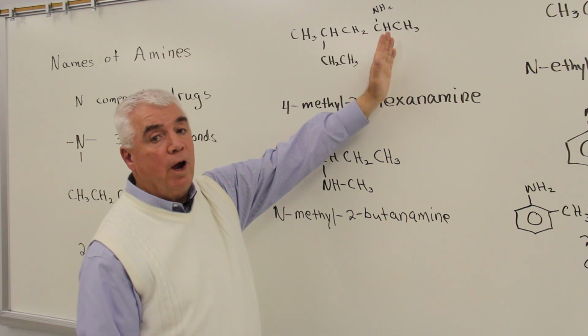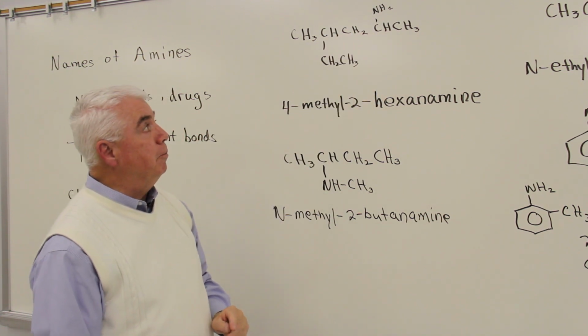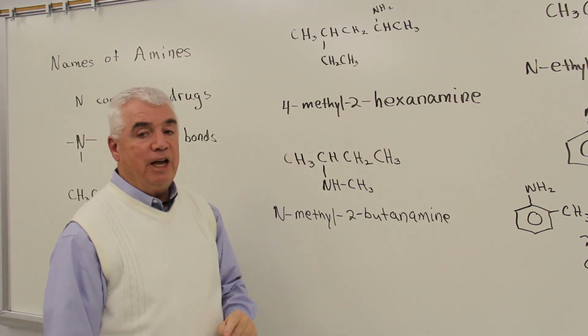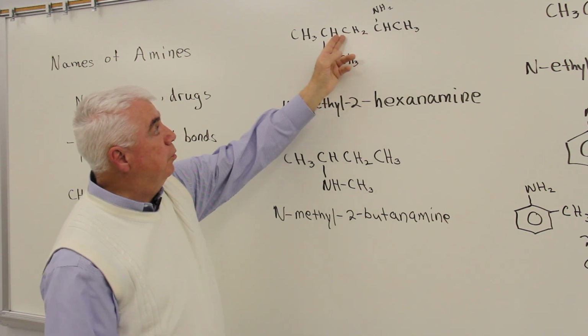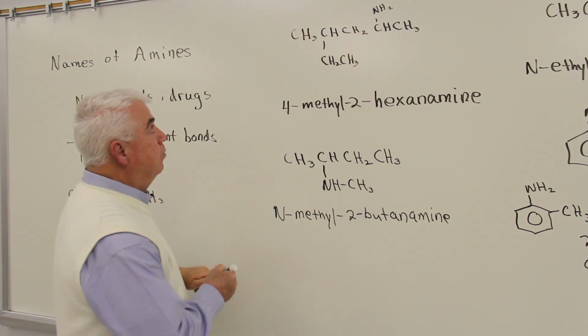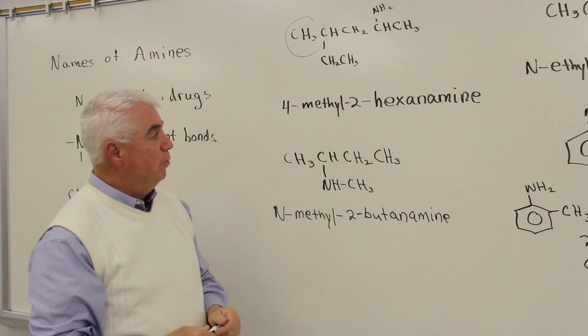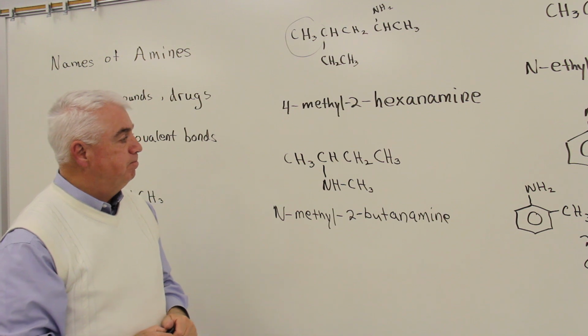Then we want to number the chain. We'd number it from the right-hand side so that we get the lowest possible number for that NH2 group that's attached. It's 2-hexanamine. And that means that the methyl, 1, 2, 3, 4, the only thing we haven't named is this CH3 right here. It would be at position 4, 4-methyl 2-hexanamine.